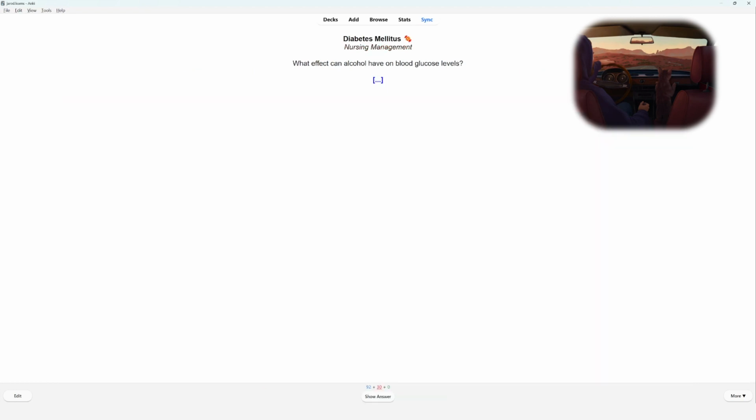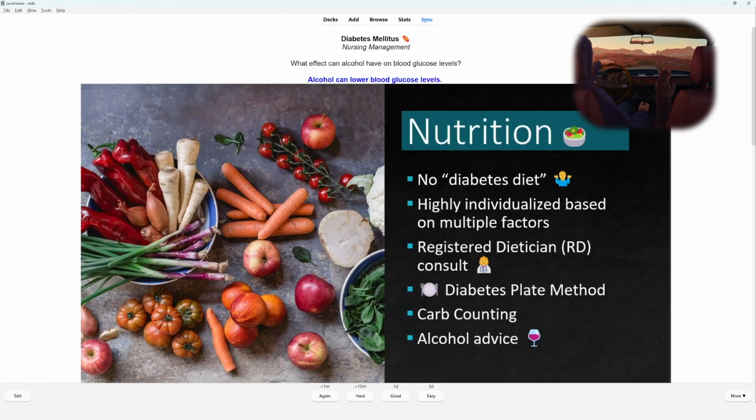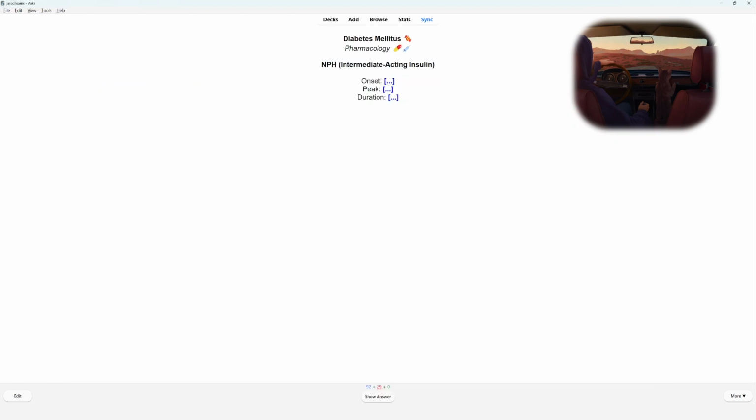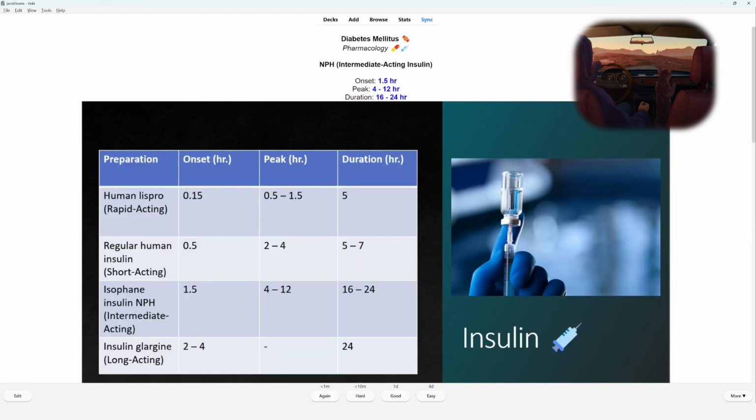What effect can alcohol have on blood glucose? It lowers blood glucose. NPH is 30 minutes, or 1.5, 4 to 12, 16 to 24. Yeah.